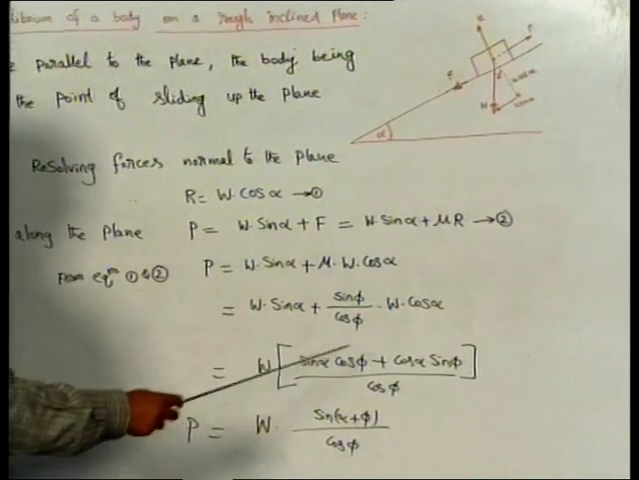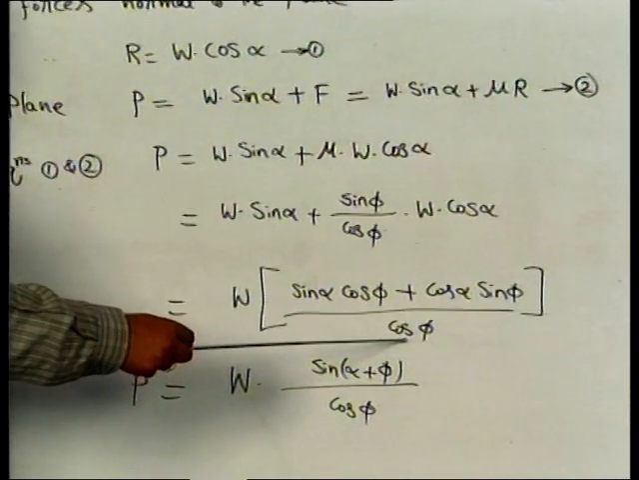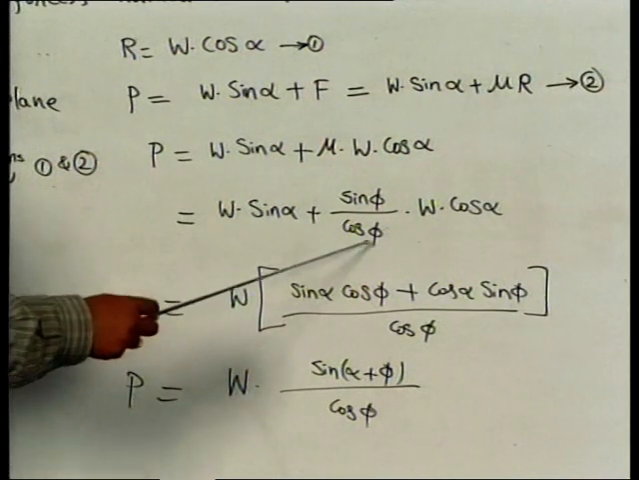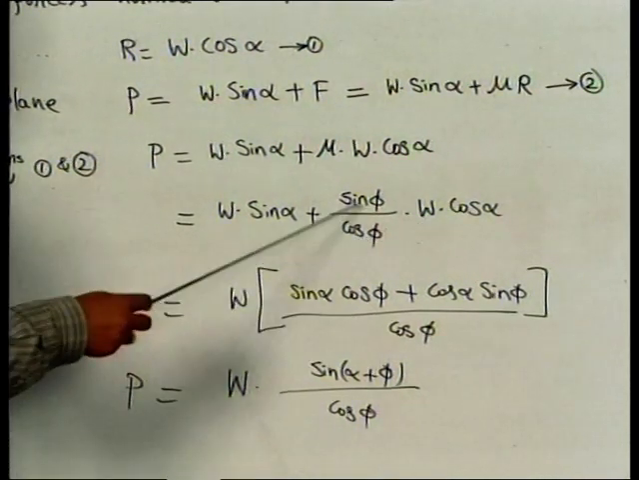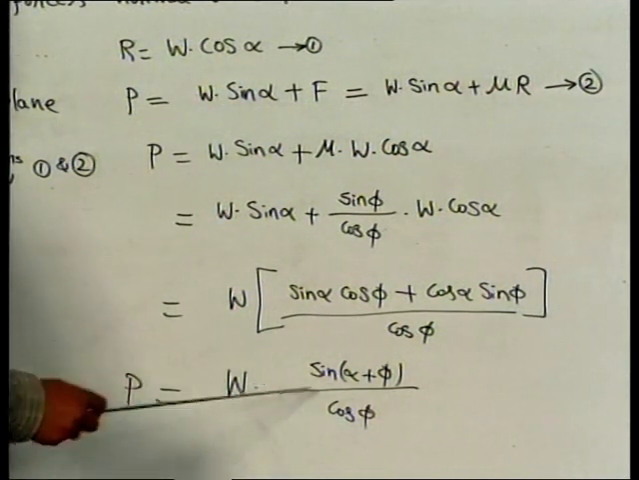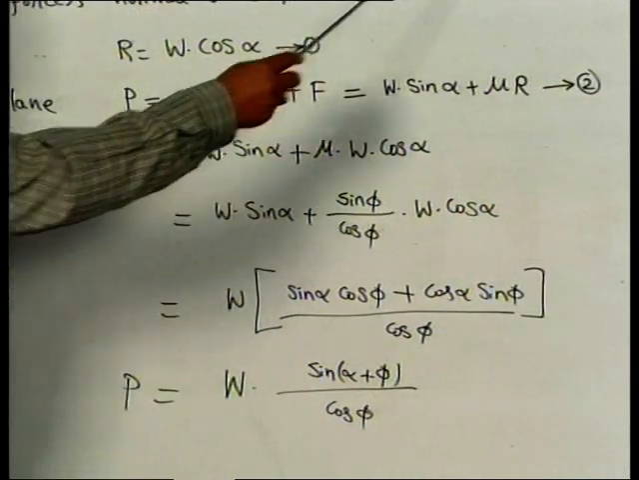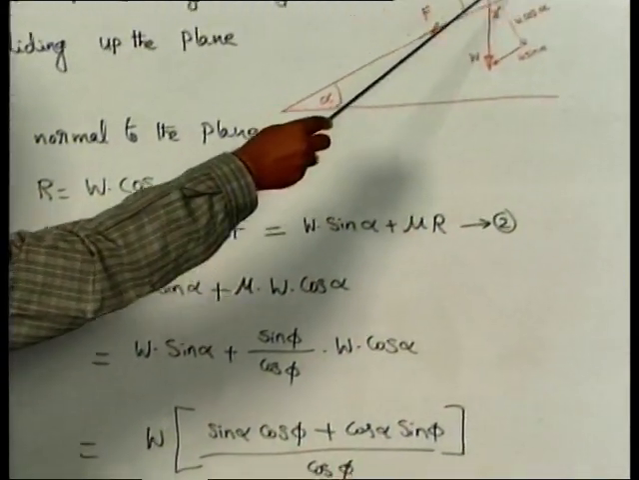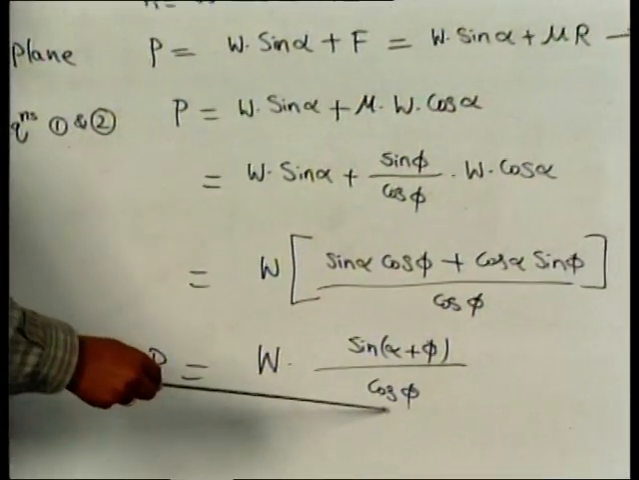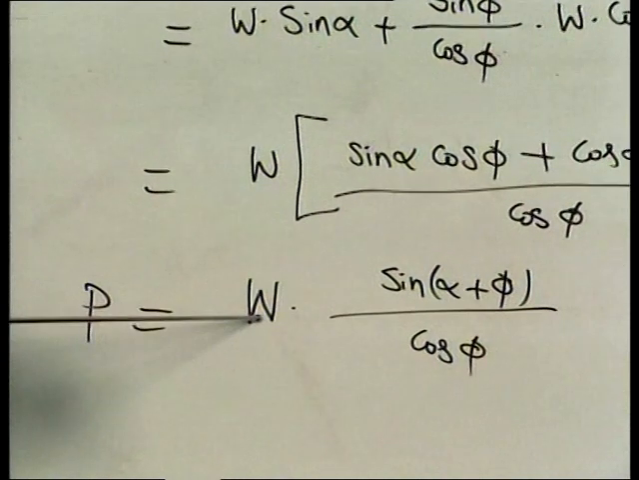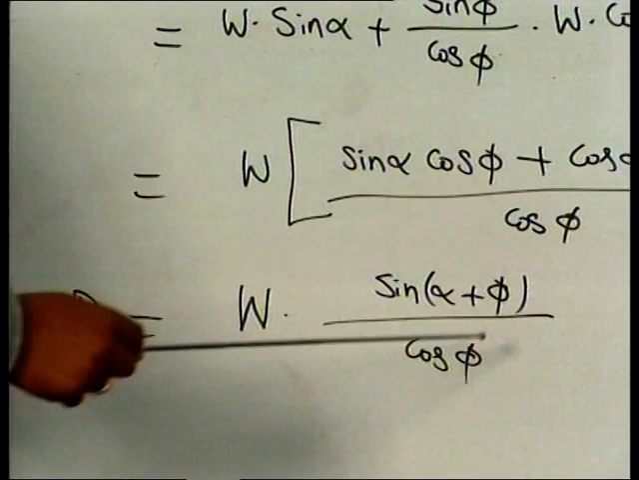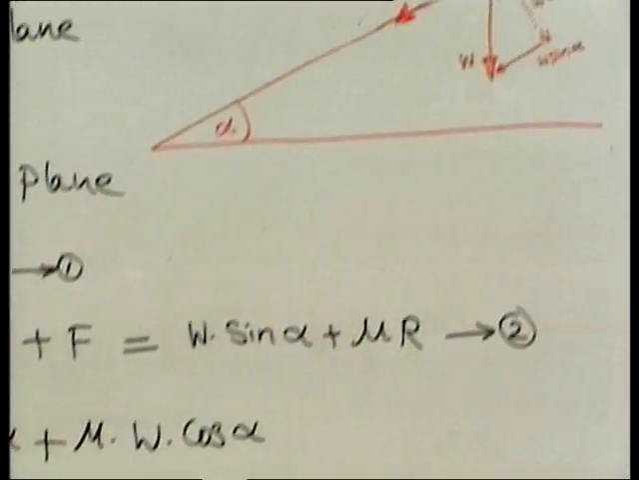I can write like this, again cross multiplying, taking LCM and taking W common outside, and I get sin alpha cos phi plus cos alpha sin phi. So, using the formula, that is sin alpha plus phi divided by cos phi. So, P, that is the force required to move the body in the upward direction, is W into sin alpha plus phi divided by cos phi, where W is the weight of the body, alpha is the angle of inclination and phi is the angle of friction.